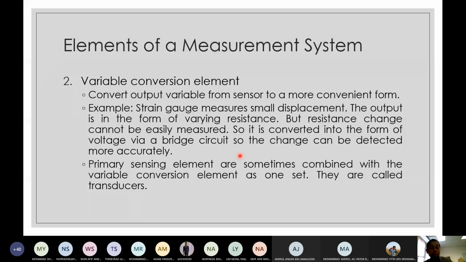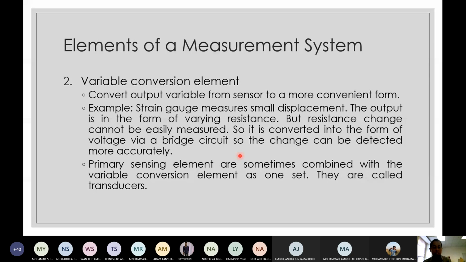But resistance change cannot be easily measured. It's quite difficult to measure resistance change, so it is converted into the form of voltage, using what we call a bridge circuit, so that the change can be detected more accurately. So we convert from resistance to an equivalent voltage value. A change in voltage will correspond to a change in actual distance. When we come to this topic later, I'll show you how the conversion is done.